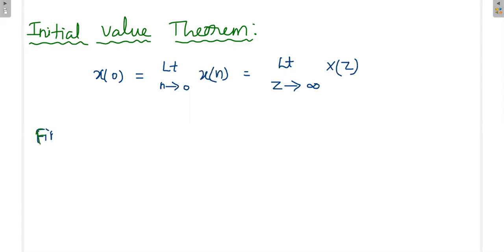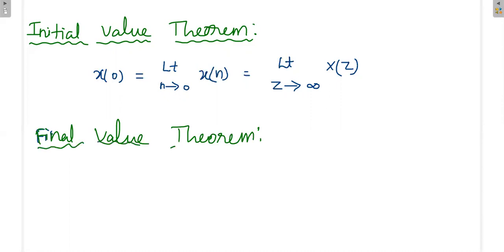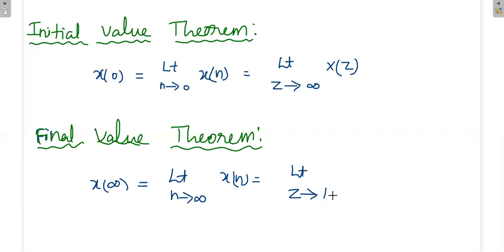Final value theorem. That is x of infinity. That means in the time domain, what is the value of the signal at n equal to infinity? At n equal to infinity, that is x of infinity. That means limit n tends to infinity x of n is equal to limit z tends to 1. It is not 0, it is 1.